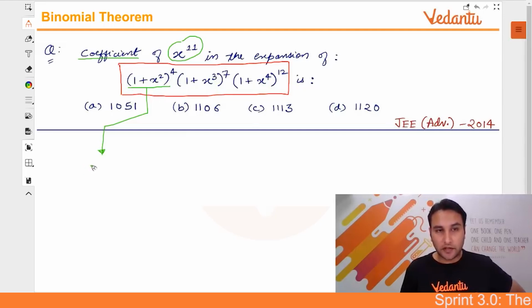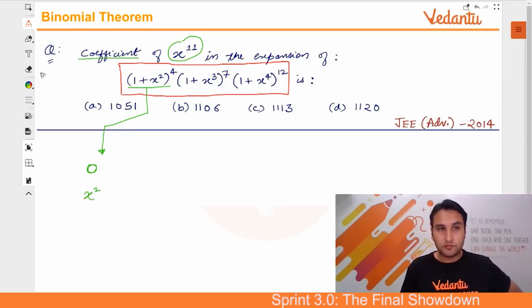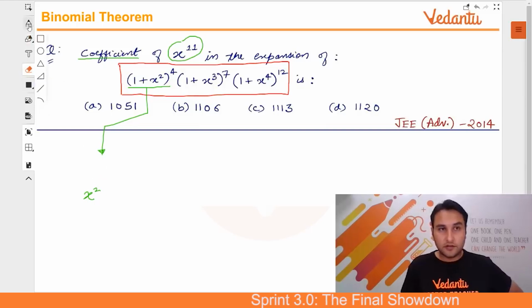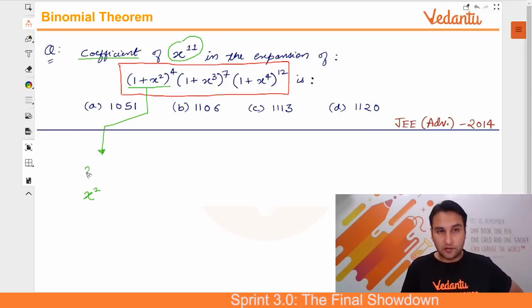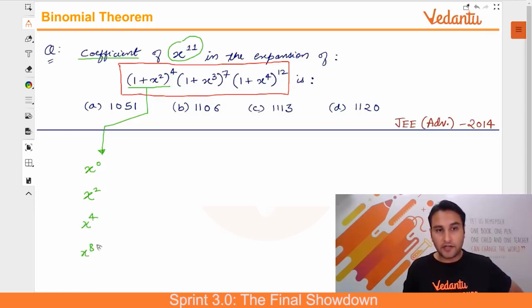What will the power be? Either the power will be 0, agree, or the power will be like x square. I'm basically talking about the power of x. Either it will be like x to the power 0, that is 1, or x square, or x to the power 4, or x to the power 8. Agree? These will be the powers of x.